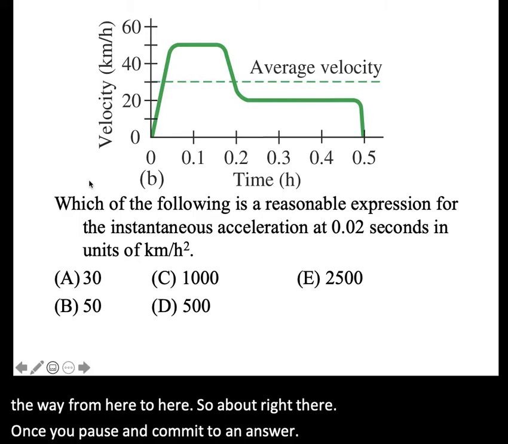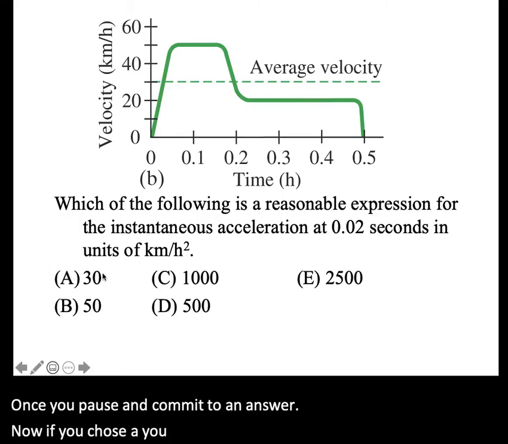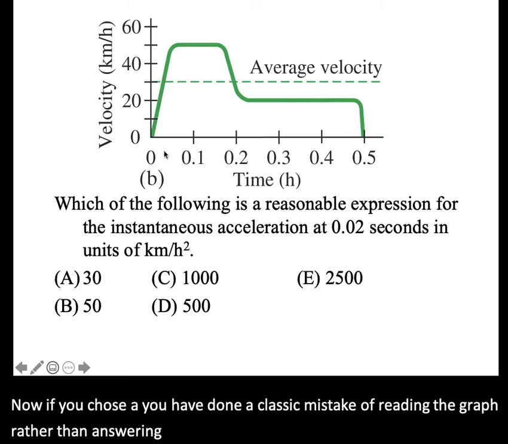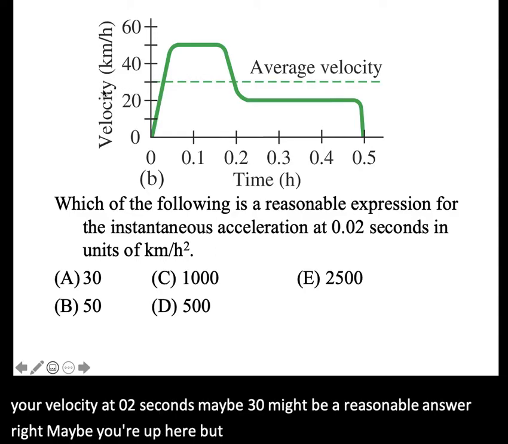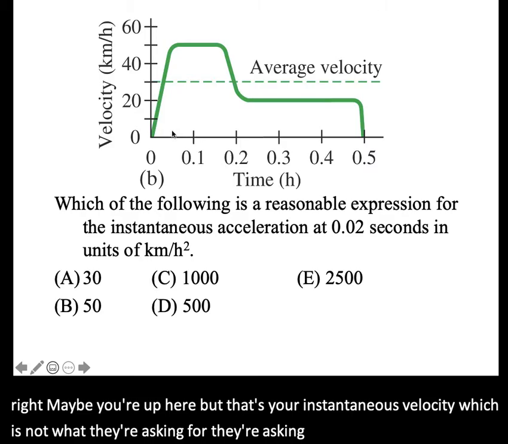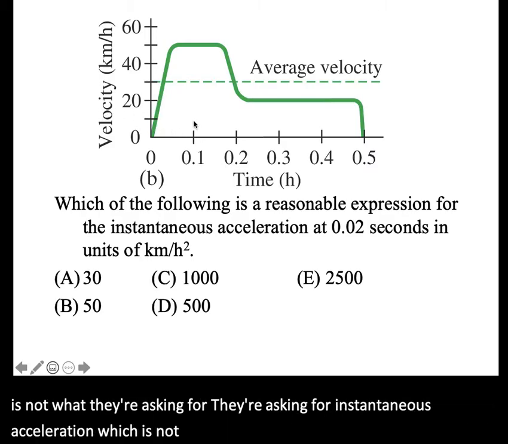Okay, now if you chose A, you have made a classic mistake of reading the graph rather than answering the question, right? If the question were, what is your velocity at 0.02 seconds? Maybe 30 might be a reasonable answer, right? Maybe you're up here. But that's your instantaneous velocity, which is not what they're asking for. They're asking for your instantaneous acceleration, which is not reading the graph, it's finding the slope on the graph.